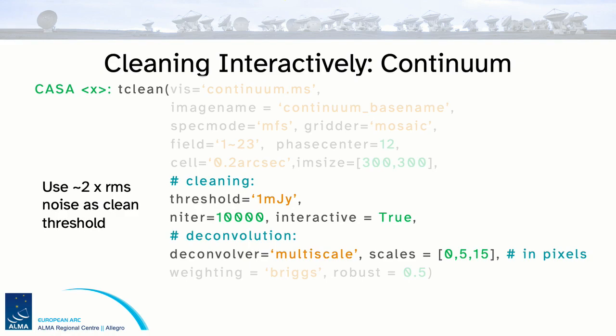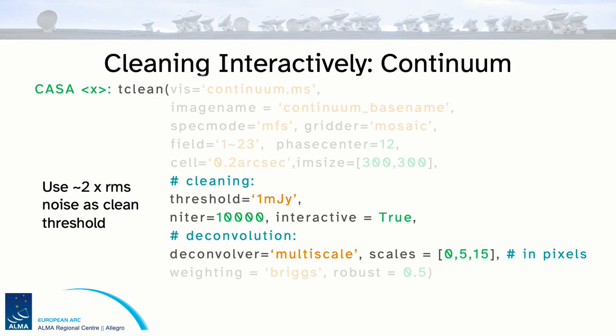You can use the RMS noise to set the stopping criteria of the clean process. And in this example, I set 2 times the RMS noise as the stopping threshold. But you can adjust this based on your preferences or need. If auto-masking, you can specify thresholds in terms of signal-to-noise ratio, which we will discuss in a few slides. You can also set the maximum number of iterations, and here it is set to 10,000. In this example, we will be cleaning interactively and setting our own clean masks, so interactive is set to true.